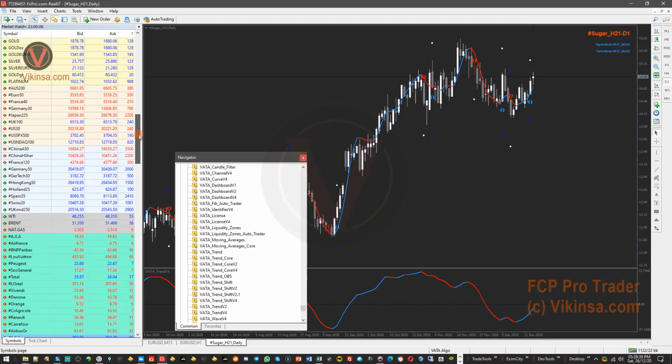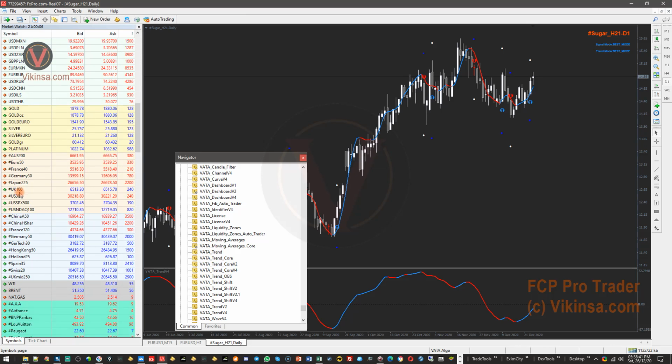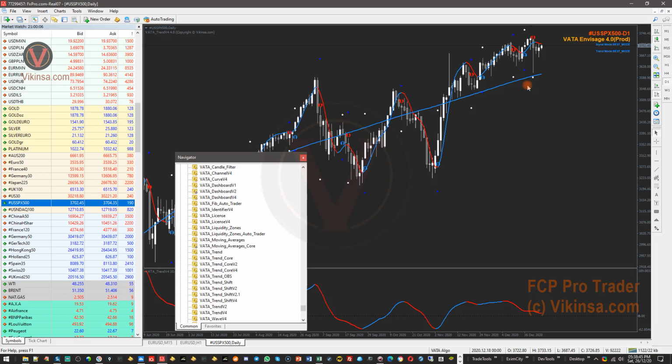So let's look at some indices. Let's look at S&P 500. This is S&P 500 on daily time frame. Very nice buy signal. There was a sell signal here which did not work out, but for a day or so it actually was falling down. So if you were trading on lower time frames, then this signal would have actually helped you.